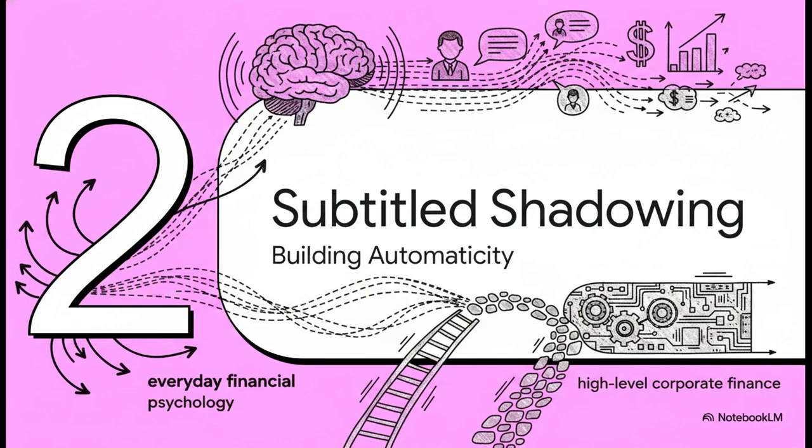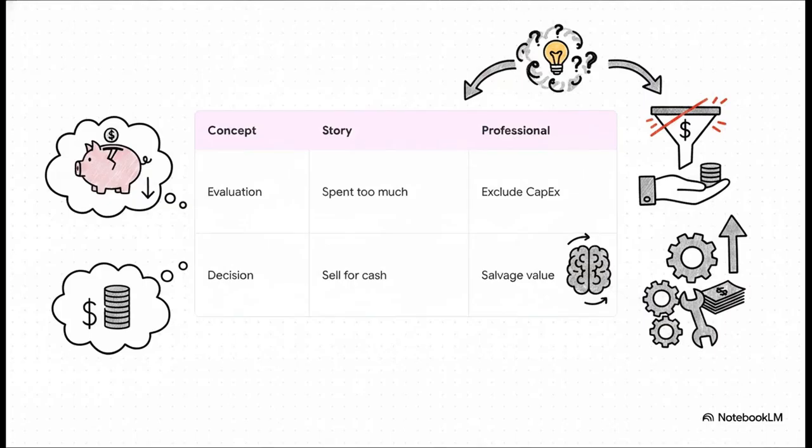Section 2. Phase 2, subtitled Shadowing, Building Linguistic Automaticity. To really bridge the gap between everyday psychology and high-level corporate finance, we're going to use a dual iterative shadowing framework. Research shows that transitioning from simple, relatable stories to high-level terminology helps build linguistic automaticity, which is basically the ability to speak with authority without hesitating. So we'll alternate between plain English story expressions to lower the cognitive load and their boardroom professional expressions. By shadowing these aloud, you can practice speaking with that precise financial authority.